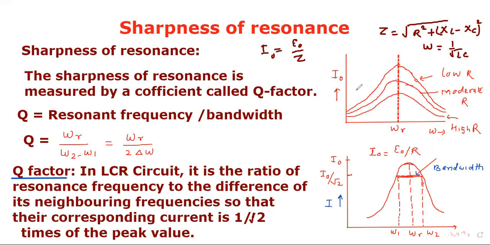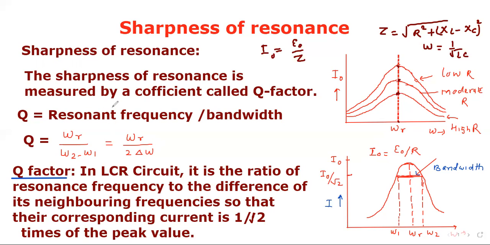So here the graph between omega and I0 is plotted. For a low value of R, I0 will be high. For a moderate value of R, this is the graph. For a higher value of R, this is the graph. So at resonant frequency, the peaks are shown.